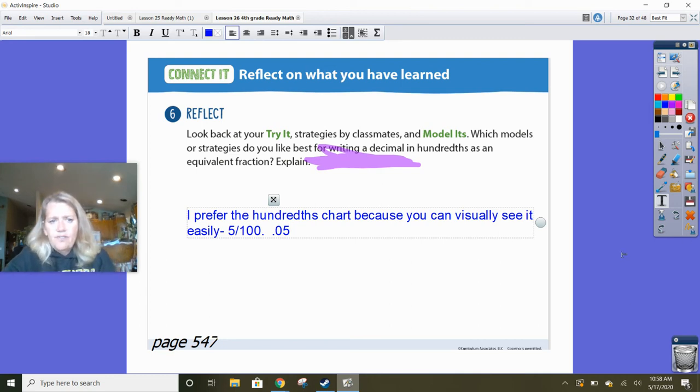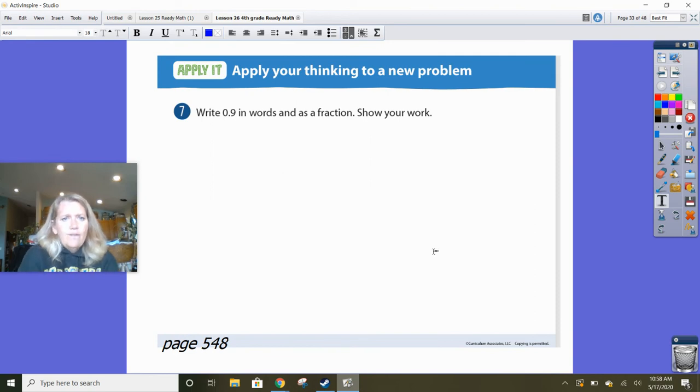Alrighty, so that's page 547, reflecting on what you have learned. Page 548, write 0.9 in words and as a fraction. Show your work. Words and fraction. Okay, who wants to say this one? All right, Elle, how would you say it?